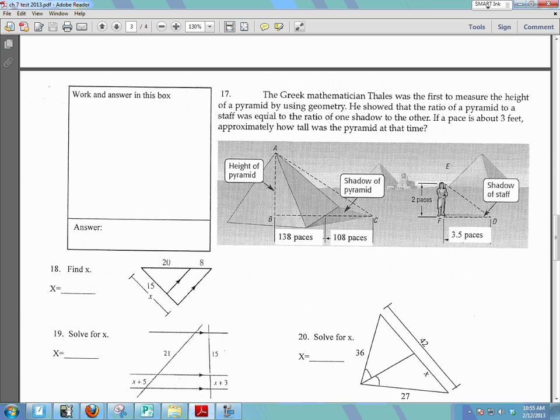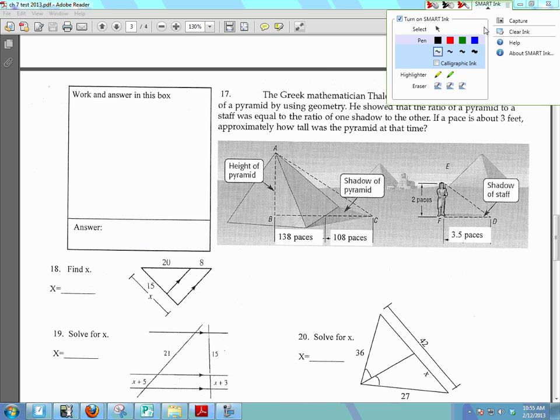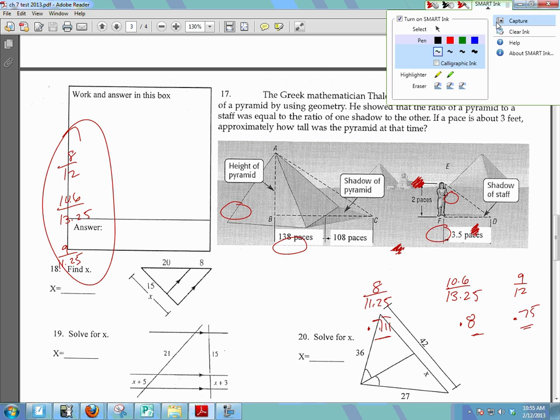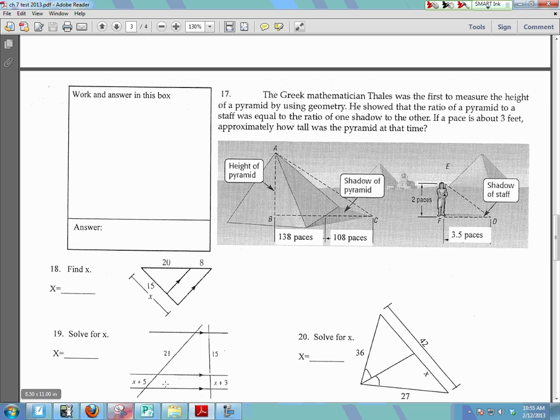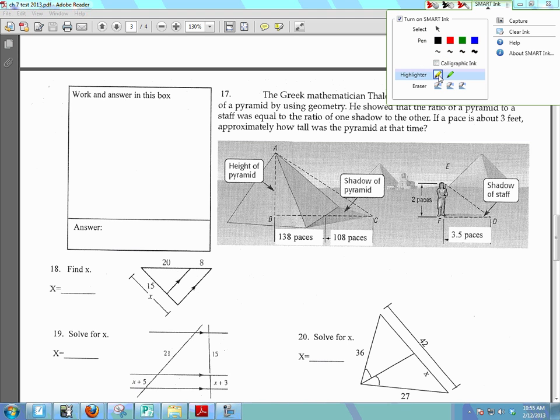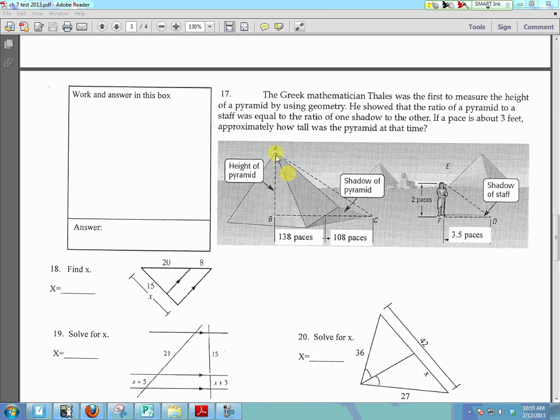Down here is 17. There's two ways of doing this one. You can leave it in feet or put it in paces; it doesn't matter to me. I accepted both answers. Looking at these, though, what you need to recognize is that you have two similar triangles. You have this triangle here, which should be similar to this triangle here.